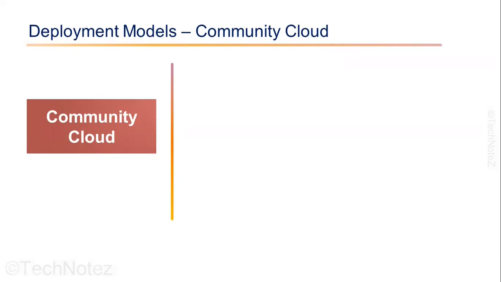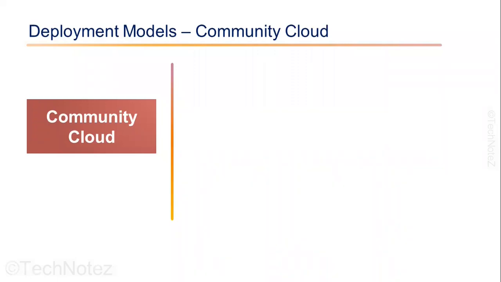A community cloud is a cloud computing environment that is shared by multiple organizations with similar interests, such as government agencies, healthcare providers, or educational institutions. In a community cloud, the participating organizations collaborate to build, operate, and manage the cloud infrastructure. Community cloud can be hosted either on-prem or by third-party cloud service providers.